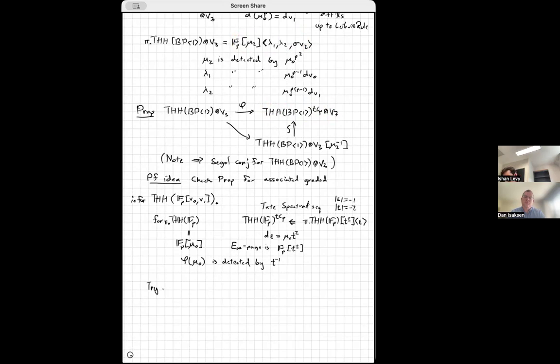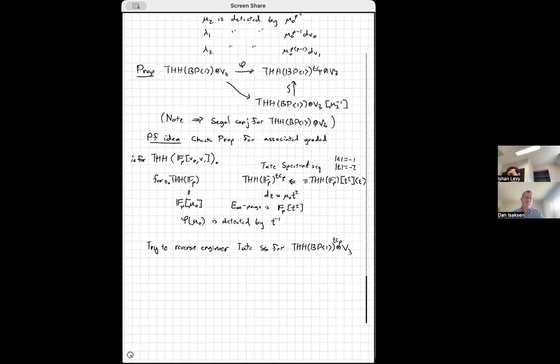So now you can try to reconstruct, to reverse engineer the Tate spectral sequence for THH of BP1 tensor V3, and Tate CP. So you can try to figure out what the Tate spectral sequence is because you know what it converges to. You know the homotopy groups of what the spectral sequence converges to.